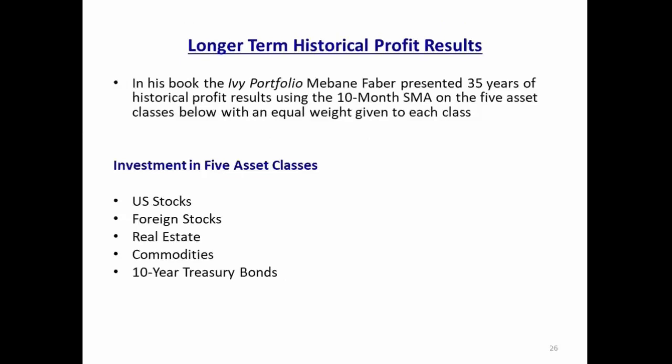So over the past 10 years, of course, we've had a very bullish trend in the market, but let's look at some longer test periods to see how the 10-month simple moving average system did. And in his book, The Ivy Portfolio, Mebane Faber presented 35 years of historical profit results using the 10-month simple moving average to time the market on these 5 asset classes listed here. So he did 35 years of testing using the 10-month simple moving average.